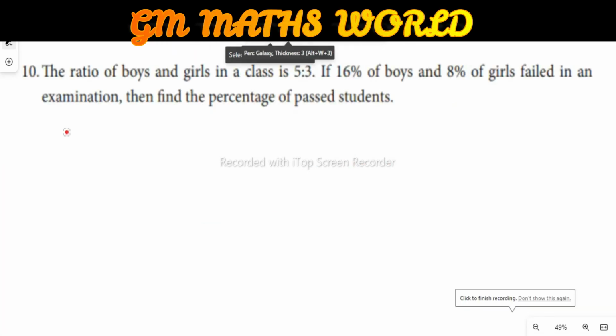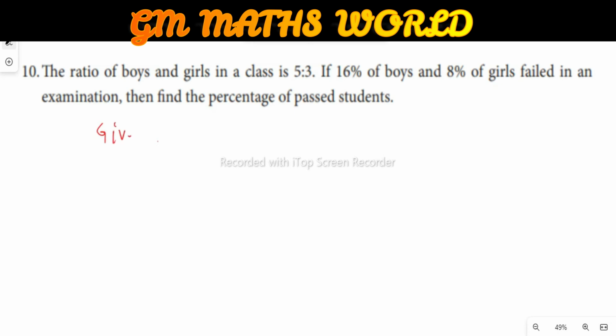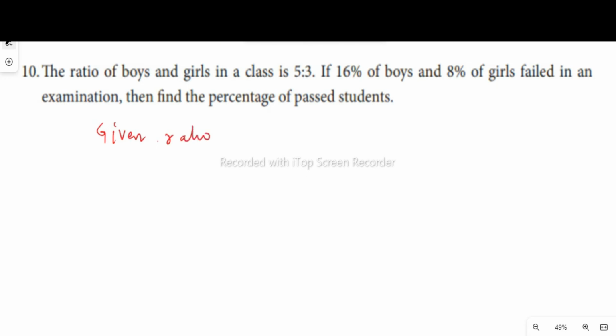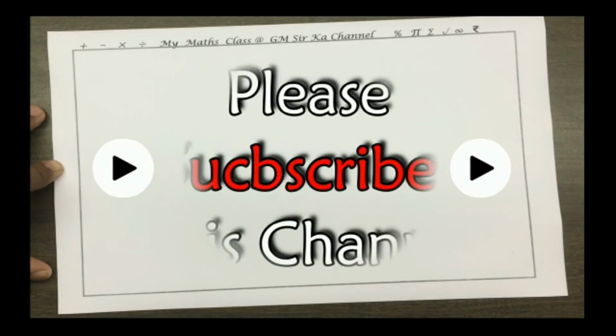Now at last we have the 10th problem. The ratio of boys and girls in a class is 5 to 3. If 16% of boys and 8% of girls failed in an examination, then find the percentage of passed students. Now we have to read the question once again carefully and understand it, and after understanding the question we will find the steps in our mind and we will work on that.